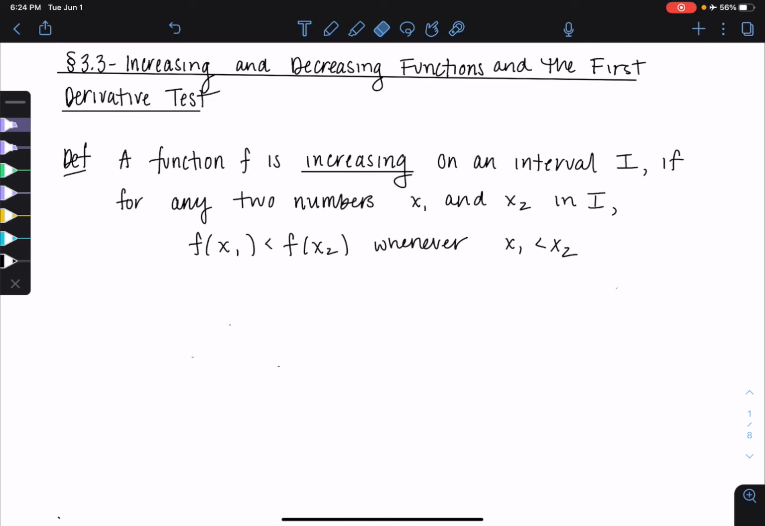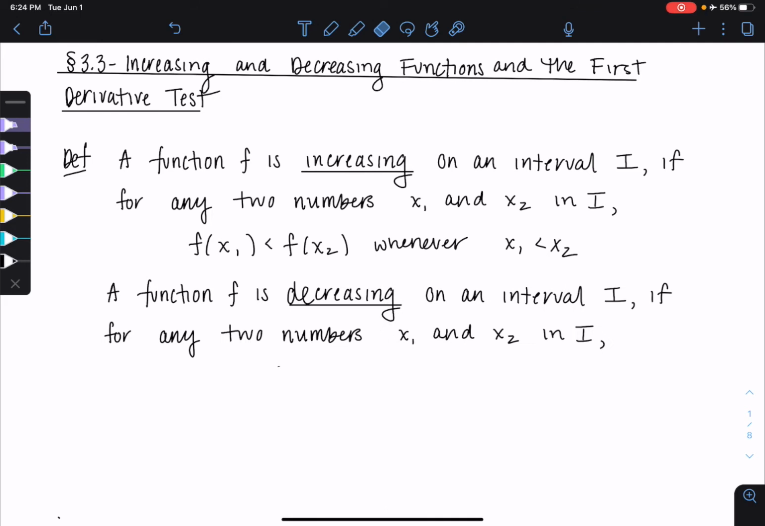If we want to deal with decreasing, it's the exact opposite. A function f is decreasing on an interval I if for any two numbers, x1 and x2, those y values are getting smaller whenever the x values are increasing. So it's that opposite relationship.